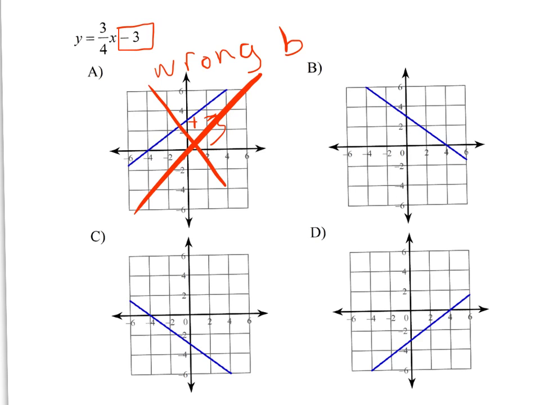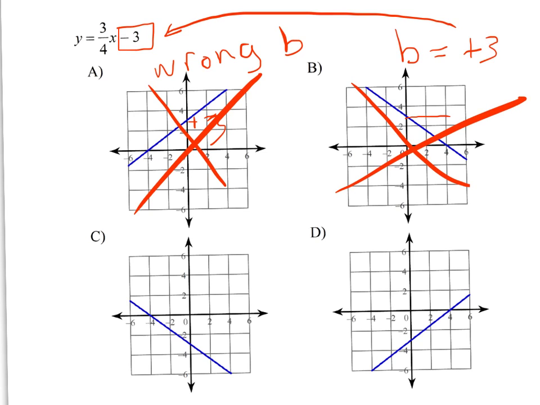Okay, let's look at this next one. Answer choice B. Where does it cross? Well, it crosses at +3. But I know, so on this one, B equals +3, right? I know it should be a -3. So again, this one has the wrong B.